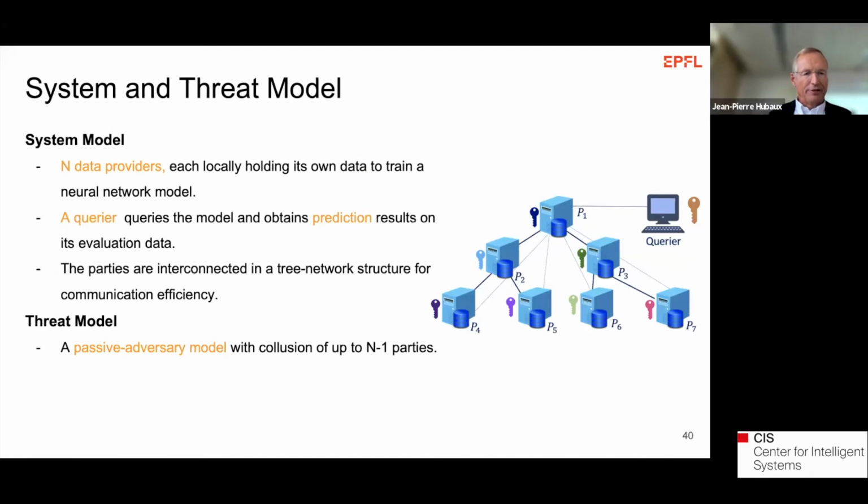Here again, what is the system model? We assume to have n data providers, each locally holding their own data to train a neural network model. And then there's a querier generating the query because he or she is interested in extracting information from the data stored here. The threat model is a passive-adversary model with collusion of up to n-1 parties, which just means in security parlance that the system would resist as long as at least one of the parties is not compromised.